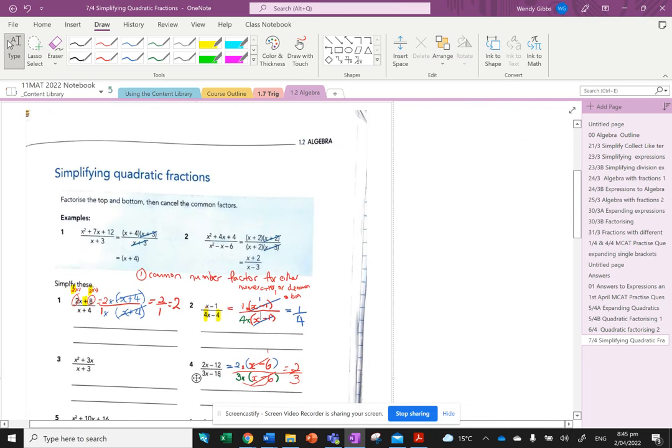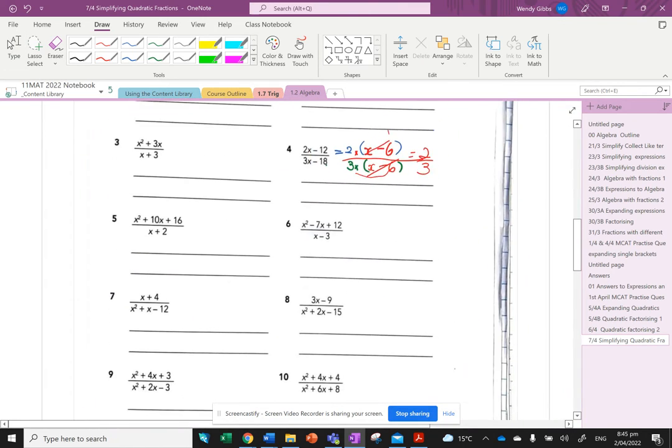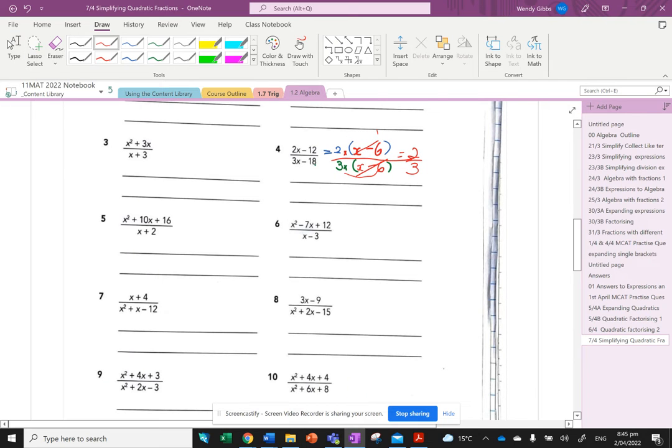Okay, so what happens when we get to ones like number 6? Oh no, we'll do number 8. So we're going to do ones like this. The first thing we do is we factorize the numerator. 3 is common, and that leaves us with x minus 3. Check. 3 times x is 3x. 3 times negative 3 is negative 9.